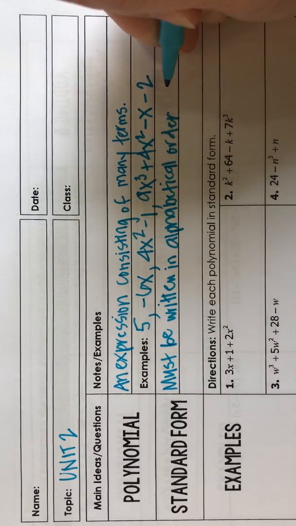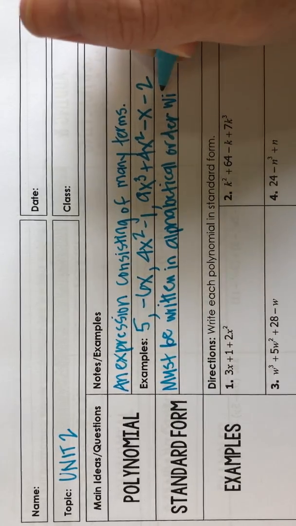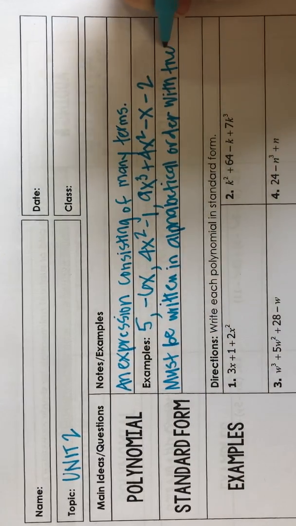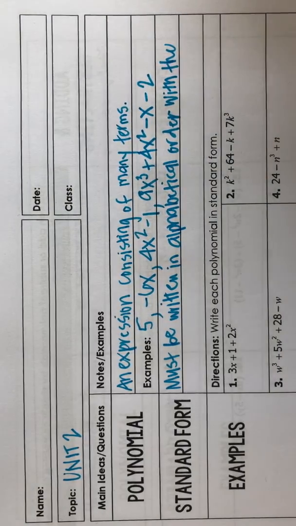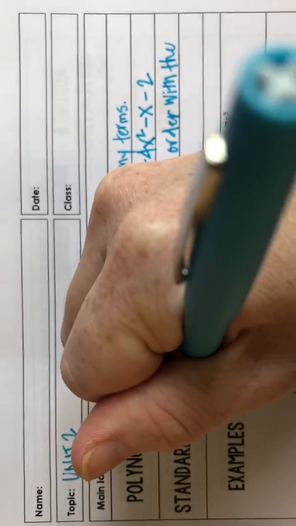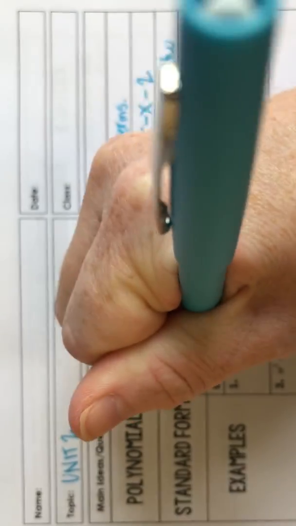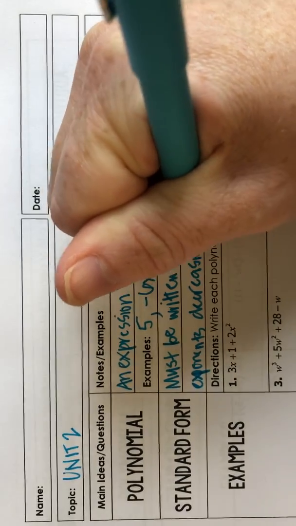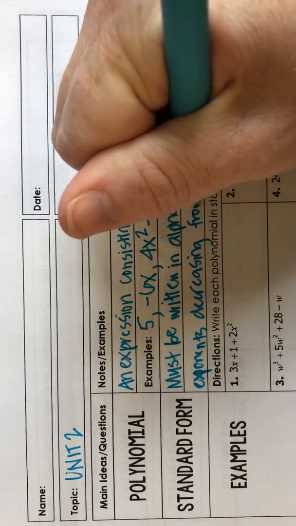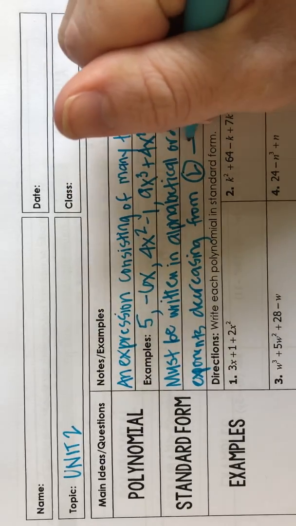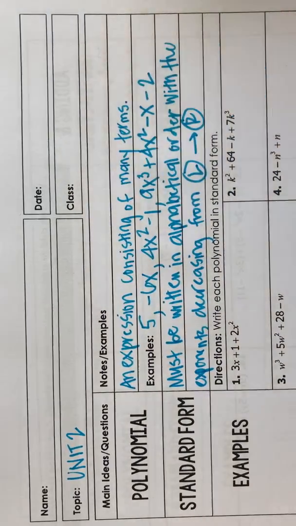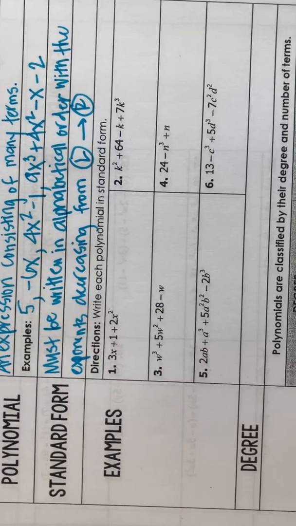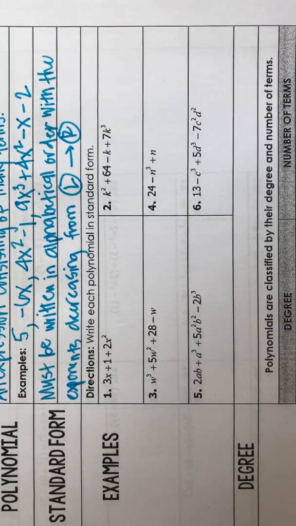But in addition to focusing on it being in alphabetical order, we need the exponents. So it must be written in alphabetical order with the exponents decreasing from left to right. Okay? We need our powers to decrease from left to right. So we're going to practice with that real quick.